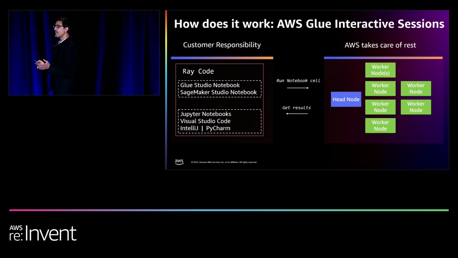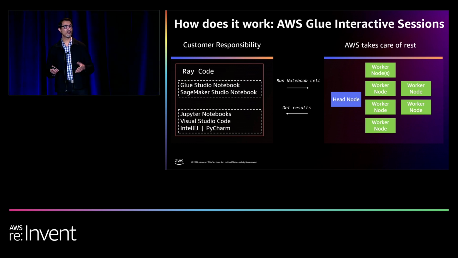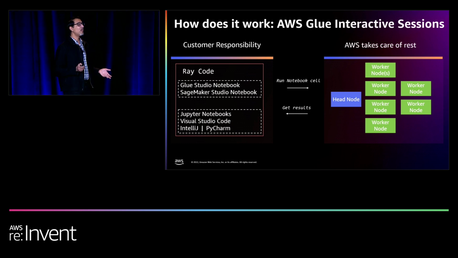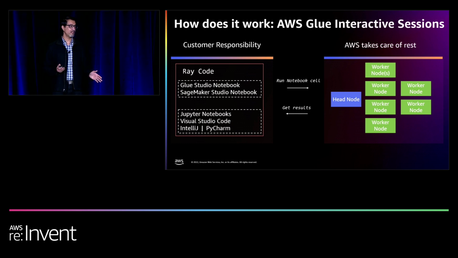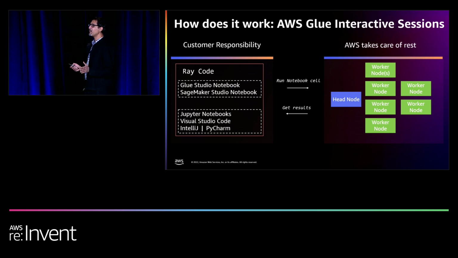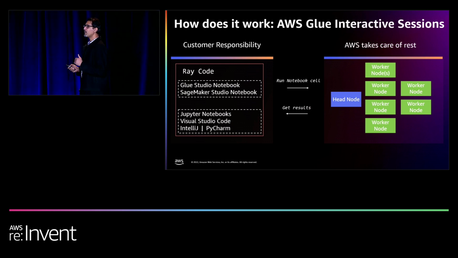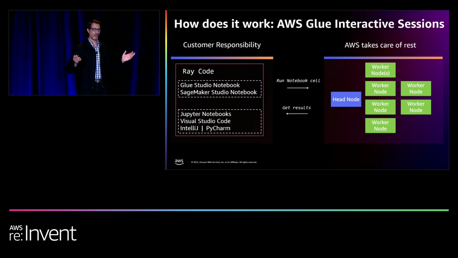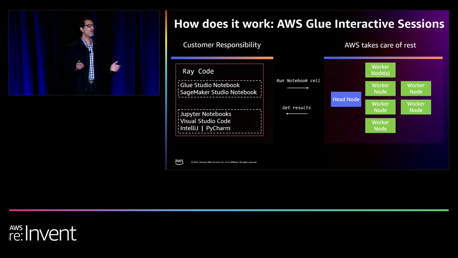If you'd rather prefer an integrated environment, then you can use Glue Studio notebooks. Glue Studio notebooks are free to use. Yes, you don't have to pay a penny for them. And they come integrated with all the security controls that you're used to with AWS. So as a developer, here's what you need to do. You write your code, and then in your notebook, you say run cell.